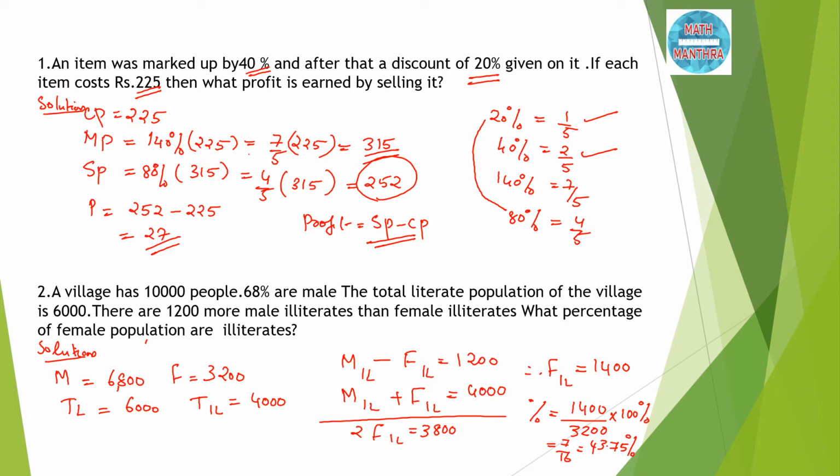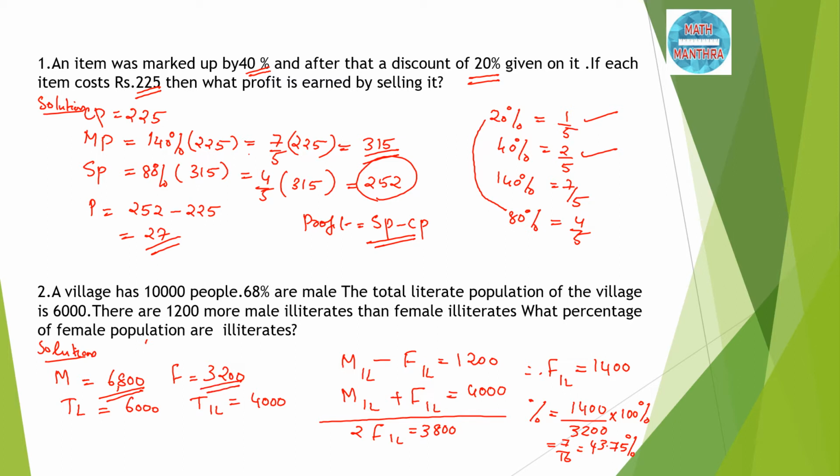A village has 10,000 people, 68% are male and the total illiterate population of the village is 6,000. There are 1,200 more male illiterates than female illiterates. What percentage of female population are illiterates? So to solve this, first it's already given 68% are male. So 68% of 10,000 means 6,800 male population. Then from that we can immediately find out the female population, which is 3,200.